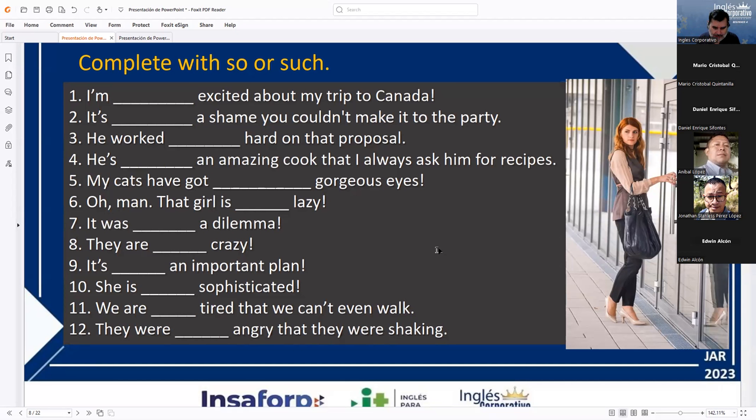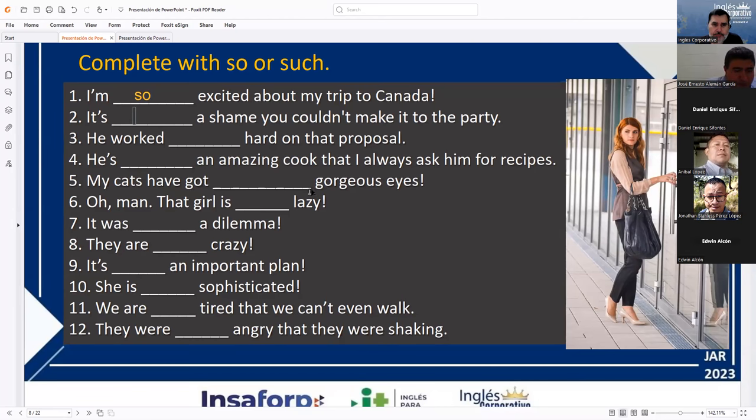Now you say, the man was so tall that he was bent over in the bus, because he couldn't fit, he was bent over, right? So tall. And you use the other form. He was such a tall man that he didn't fit in the bus. Okay. Let's see. In number one, what do we use? So excited. I'm so excited about my trip to Canada. This is the short form.